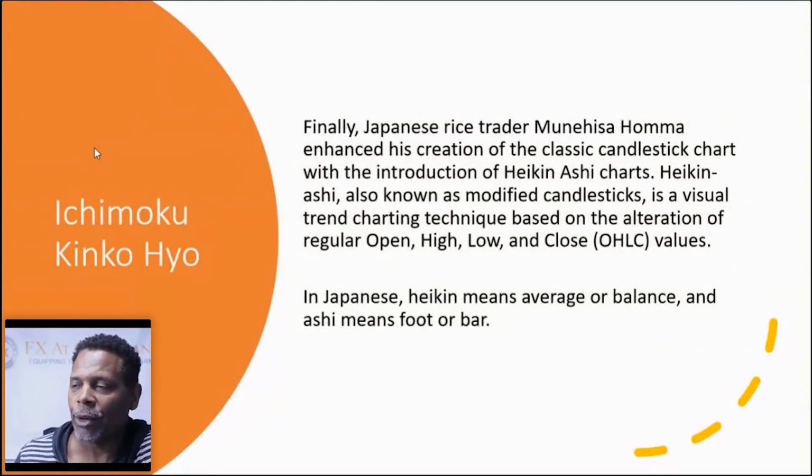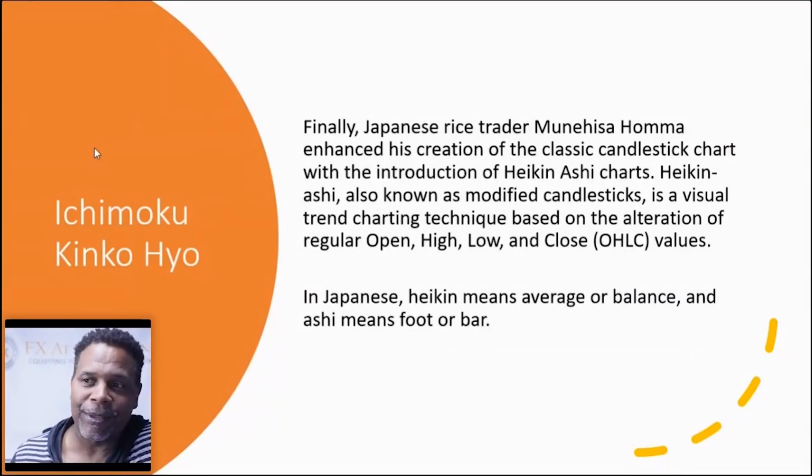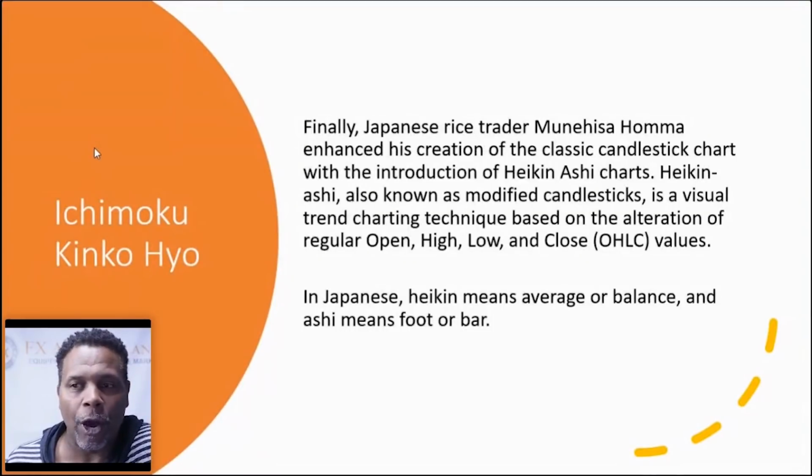Finally, Japanese rice trader Munehisa Homma enhanced his creation of the candlestick chart. So he created the candlestick chart, but he enhanced it with the introduction of the Heikin Ashi candlesticks. All right. So Heikin Ashi, also known as the modified candlesticks, is a visual trending charting technique based on the alteration of the regular open, high, low, and the close values. In Japanese, Heikin means average or balance, and Ashi means foot or bar.